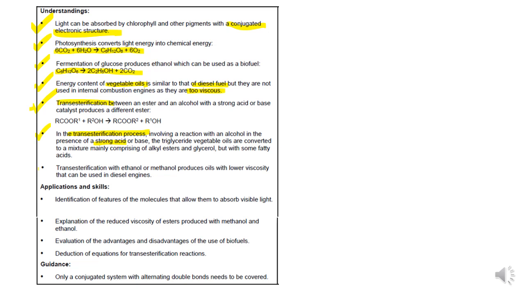And we talked about transesterification producing oils with lower viscosity. We identified the feature, that alternating double and single bond. We talked about reduced viscosity and why. We evaluated the advantages and disadvantages, and we deduced an equation for a transesterification reaction.